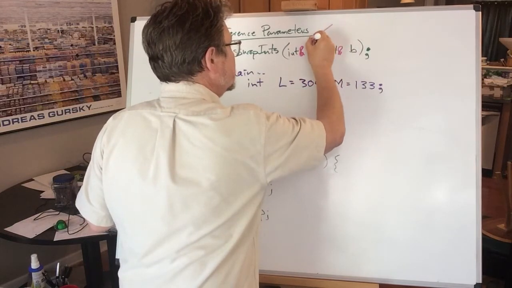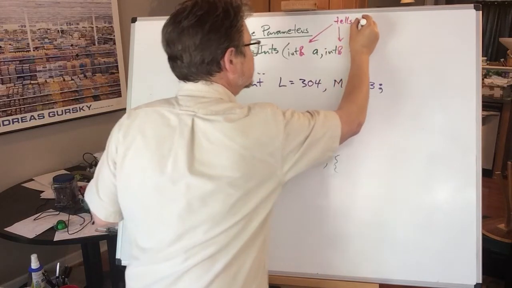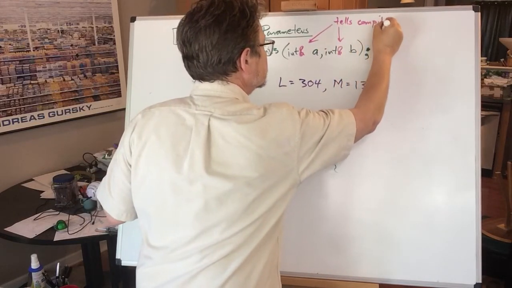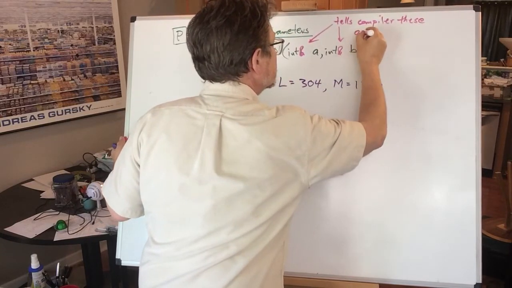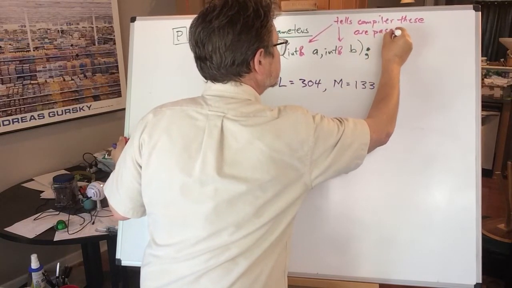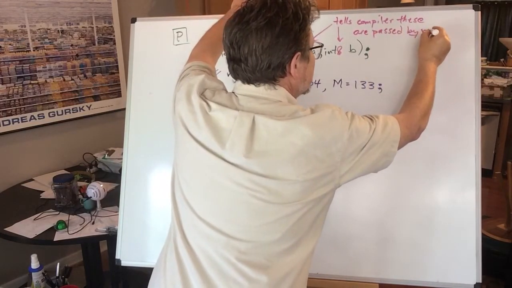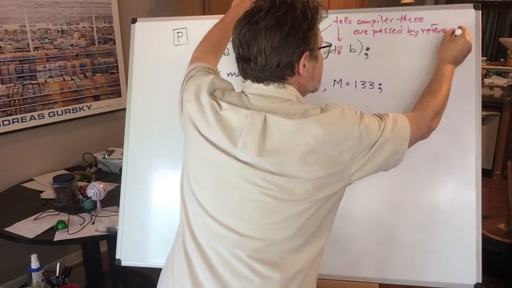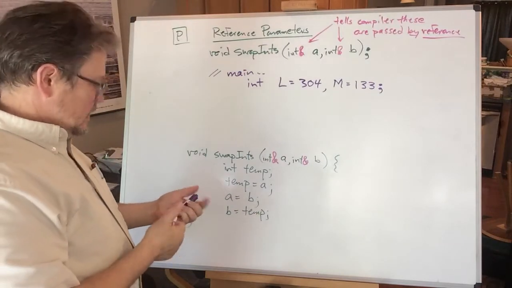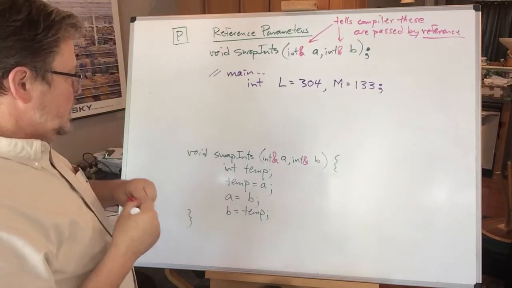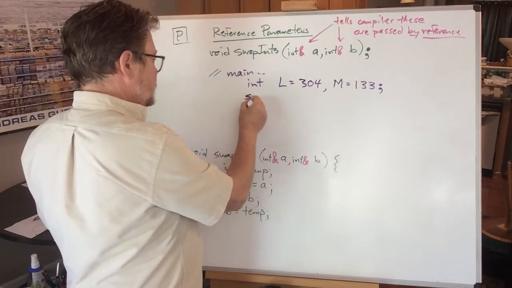what that's doing, let me annotate that. Tells compiler these are passed by reference. R-E-F-E-R-E-N-C-E. By reference. And I don't know why I left my purple code hanging like that. But I'm going to go ahead and call swap-ints. Swap-ints.